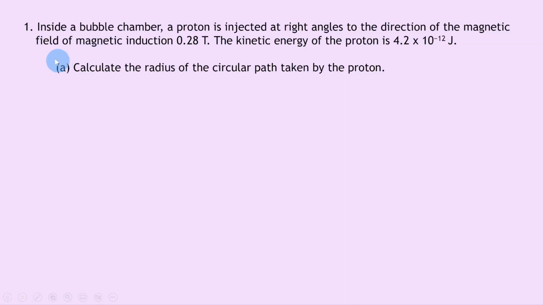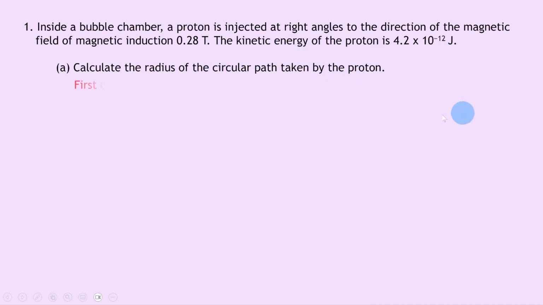So let's get started. In our one and only question it says: inside a bubble chamber a proton is injected at right angles to the direction of the magnetic field of magnetic induction 0.28 Tesla. The kinetic energy of the proton is 4.2 times 10 to the minus 12 joules. Part A says to calculate the radius of the circular path taken by the proton.